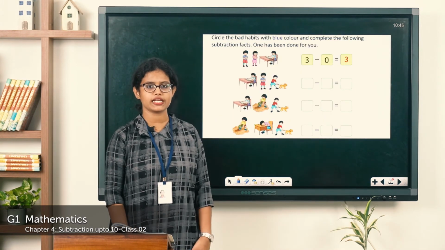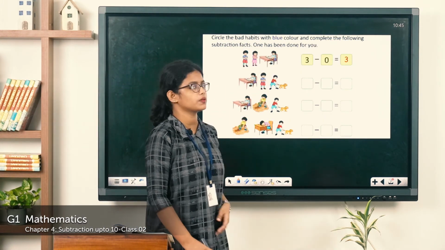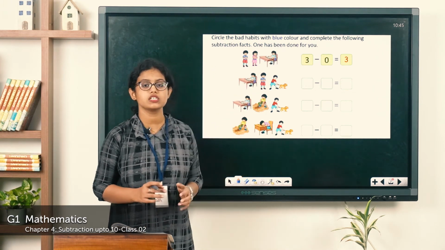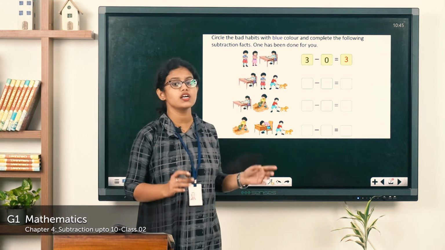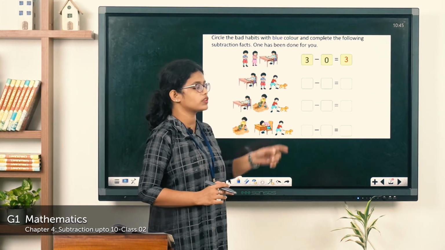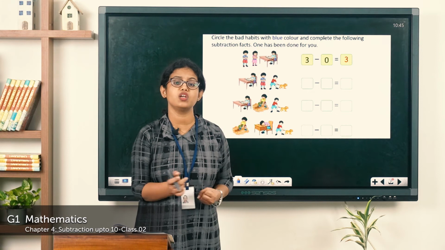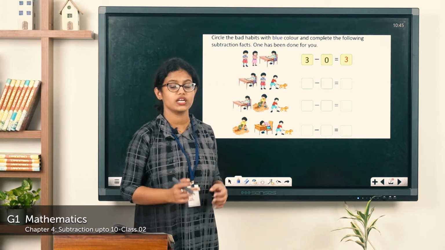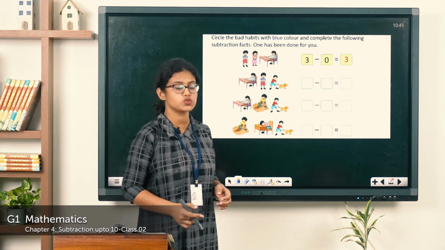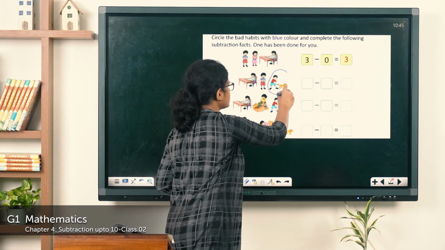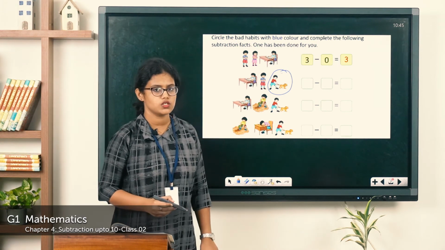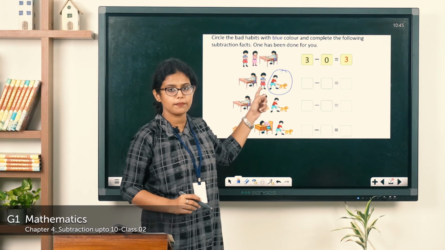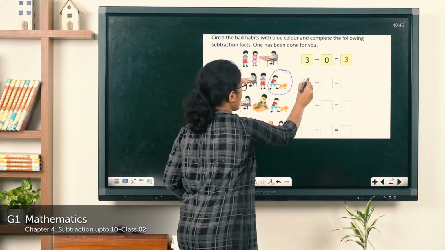So now let's do the exercise. So see the second one. A boy is studying and another one is praying. So both of these are good habits. So what about this? A boy is pulling the tail of a dog. Is that a good habit? No, it is a bad habit. So what do you have to do? You have to circle that with blue color. So there are total 3 habits, 2 good habits and 1 bad habit.